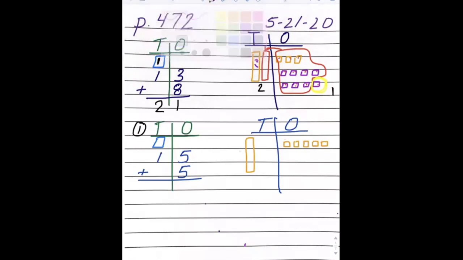Now, plus five more ones, I would draw right here. Okay. Now I count how many ones I have all together to see if I need to regroup. It's 1, 2, 3, 4, 5, 6, 7, 8, 9, 10. So I have a group of 10 here. Can I leave it in the ones place? No, I need to regroup it and I need to carry it over to the tens place. So this group of 10, now I bring it to this side.